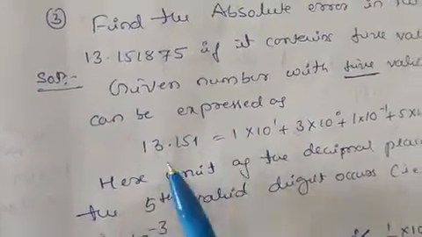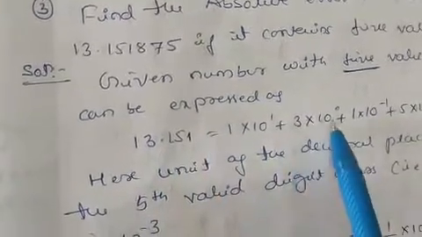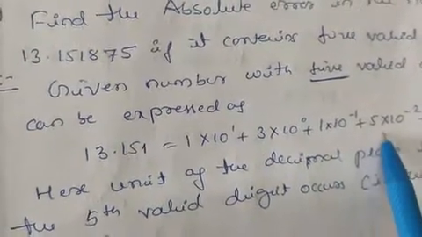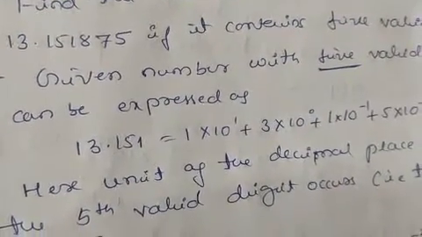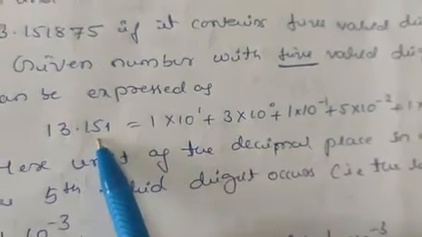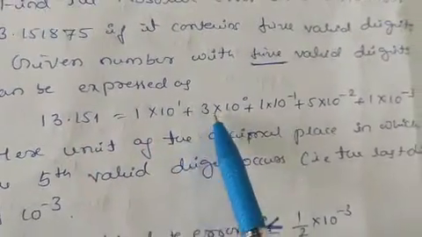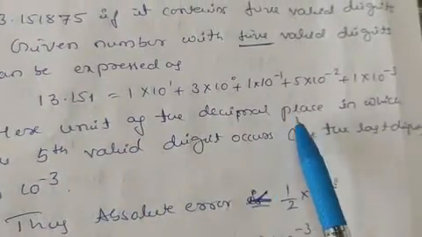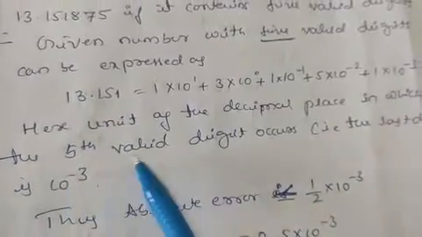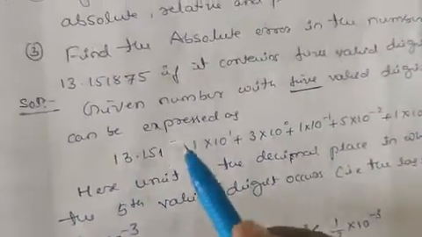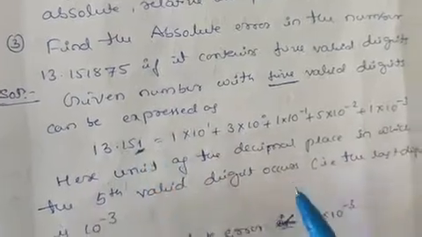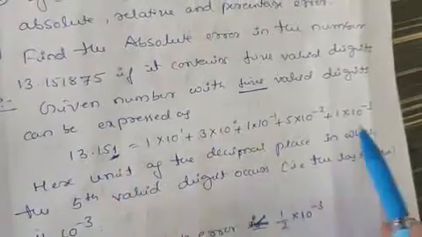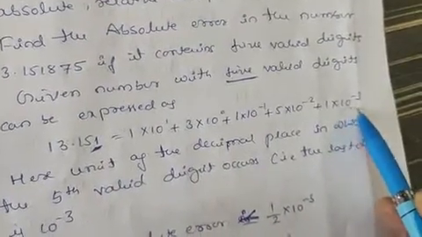So this can be written as 1 into 10 raised to 1 plus 3 into 10 raised to 0 plus 1 into 10 raised to minus 1 plus 5 into 10 raised to minus 2 plus 1 into 10 raised to minus 3. This we know how to write, this is a valid significant figure. We can express it like this. So the unit of the decimal place in which the fifth valid digit occurs, that is the last digit here, is 1 into 10 raised to minus 3.